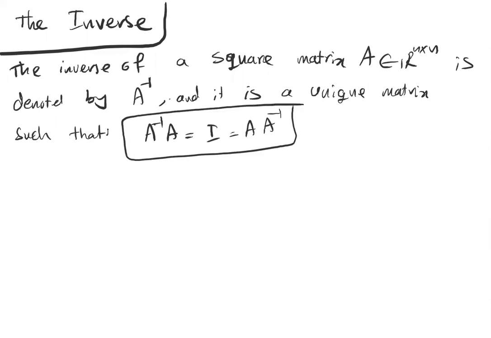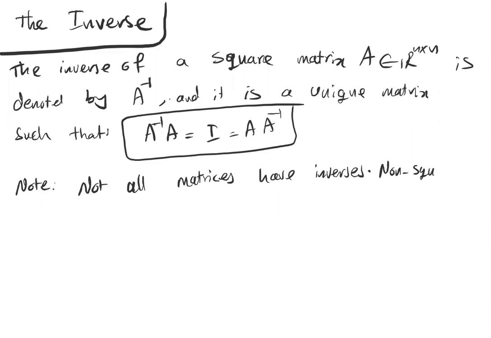All right. So there is a note here. Not all matrices have inverses. So we cannot guarantee that every matrix has an inverse, even for square matrices. If a matrix is non-square, such matrices do not have an inverse. And also, even for some square matrices, A may not have an inverse.